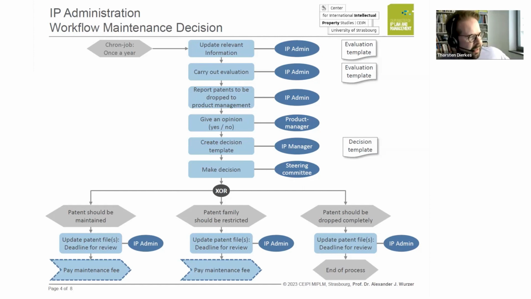And once they've made a decision, which can of course be maintaining a patent or restricting it to a certain extent, or completely dropping it, then the next administrative step starts again, because the decision then again has to be implemented by the IP admin, which is usually a paralegal.